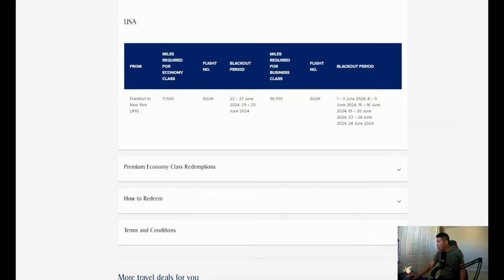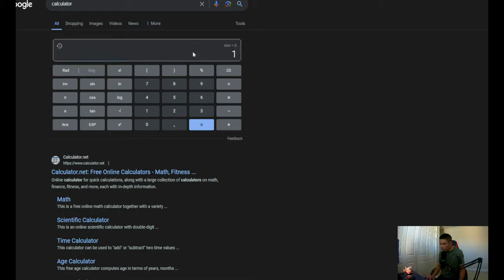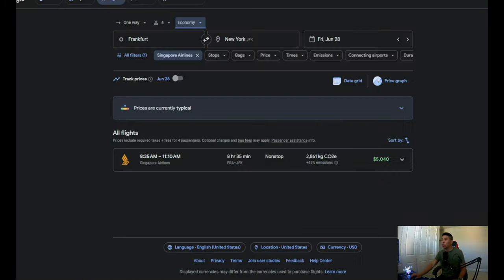Let's look at the calculator. We've got 17,500 points. I'm assuming you're going to be transferring from either Chase, Amex, or Citi. Then we multiply by 0.02 because they're usually valued at 2 cents apiece. That means you're only paying $350 plus the fees, and I remember the fees are actually $138 per person. So you're essentially paying only $488 per ticket.